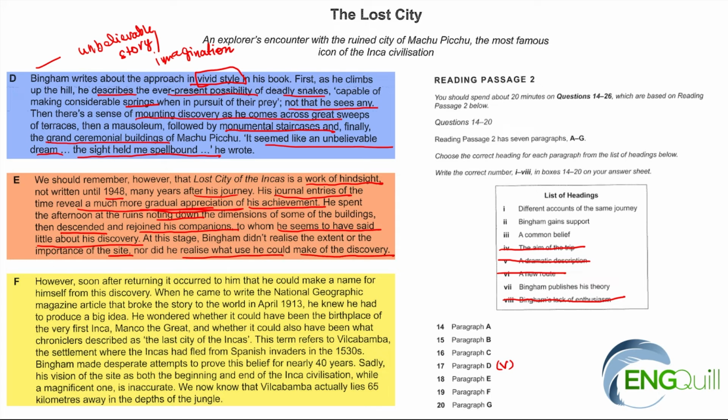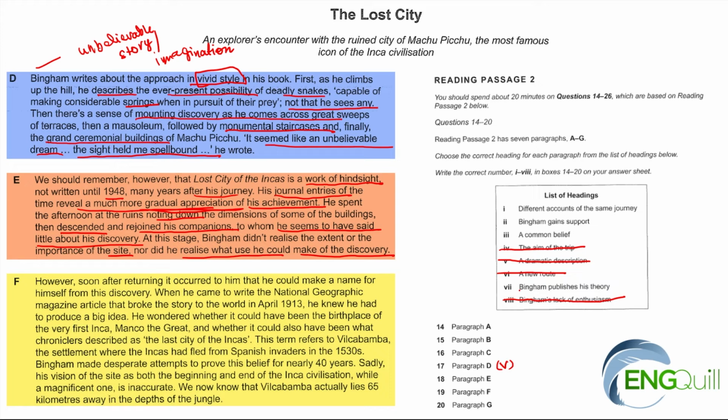So, what happened here? He started writing journal entries, and he wrote a much more gradual appreciation of his achievement. He was noting down everything. He rejoined his companion. He really didn't say much about it. From this line, you can say he seems to have said little about his discovery. Now, I am left with these list of headings here. Let me do my process of elimination.